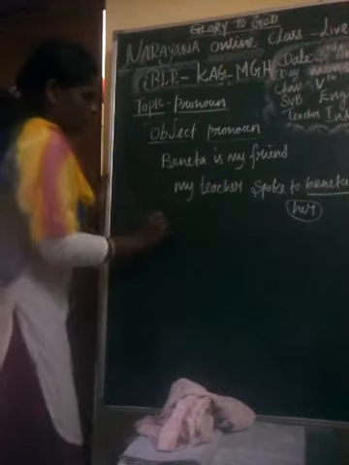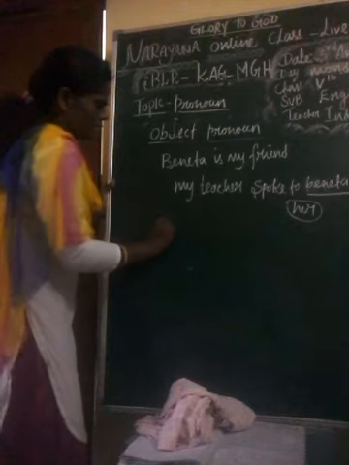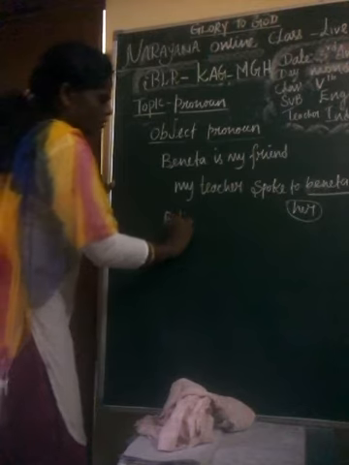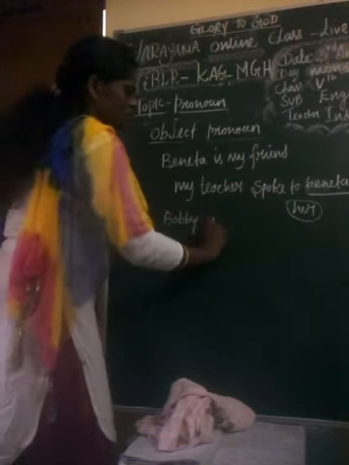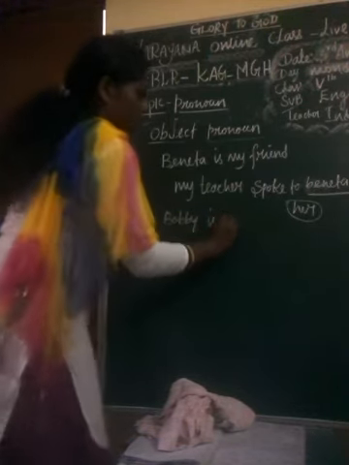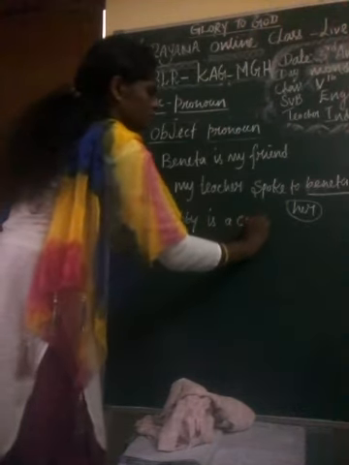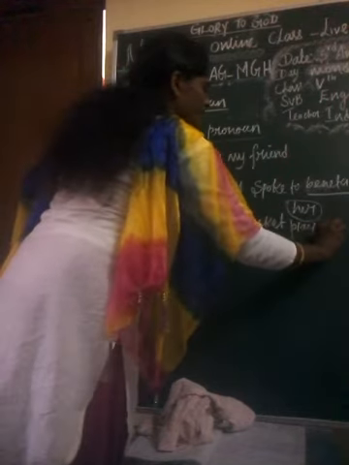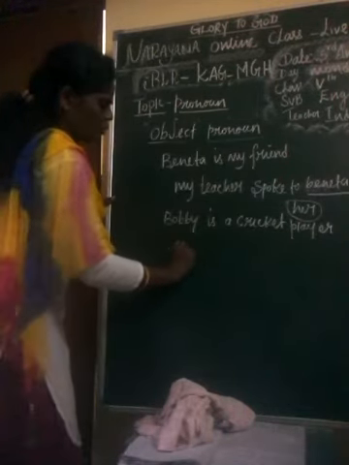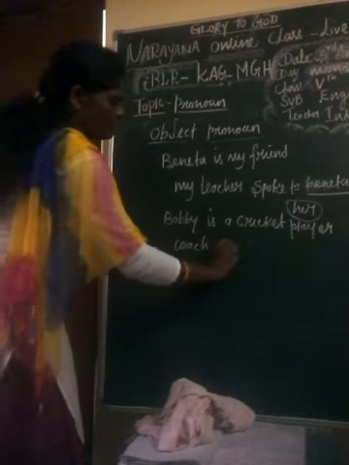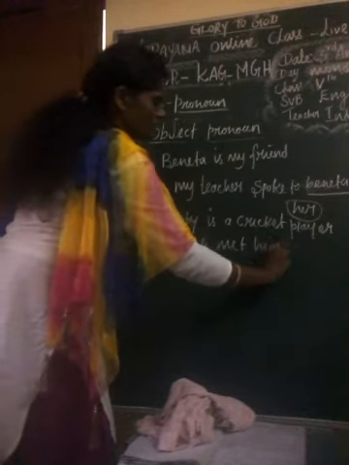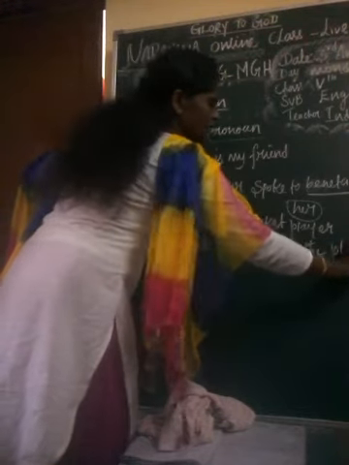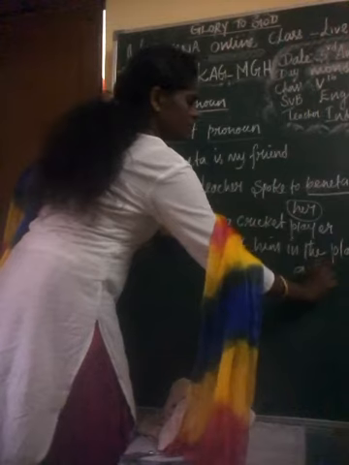Another example. Next one is Bobby. Bobby is a cricket player. Coach met him in the playground. Do you understand now?